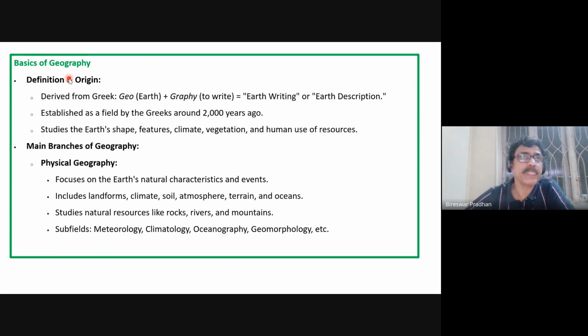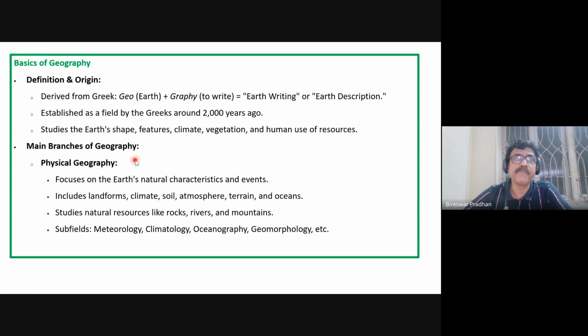Basics of geography. Now, definition and origin. It is derived from the Greek words: geo means earth and graphy means to write, so it means earth writing or earth description. It was established as a field by the Greeks around 2000 years ago. It studies the earth's shape, features, climate, vegetation, and human use of resources. What is the shape? What are the features? What are the climates? What is the vegetation and human use of resources?